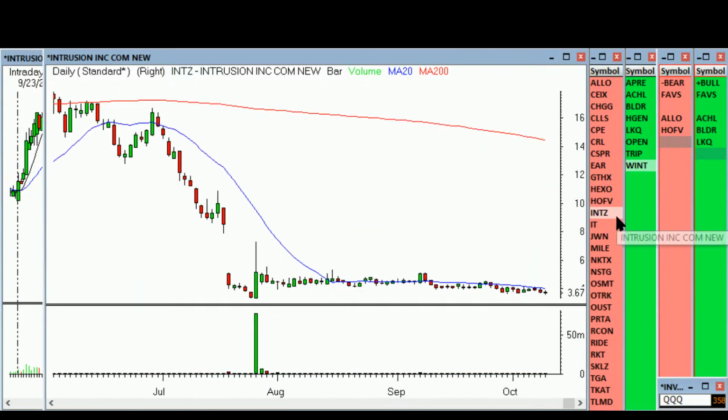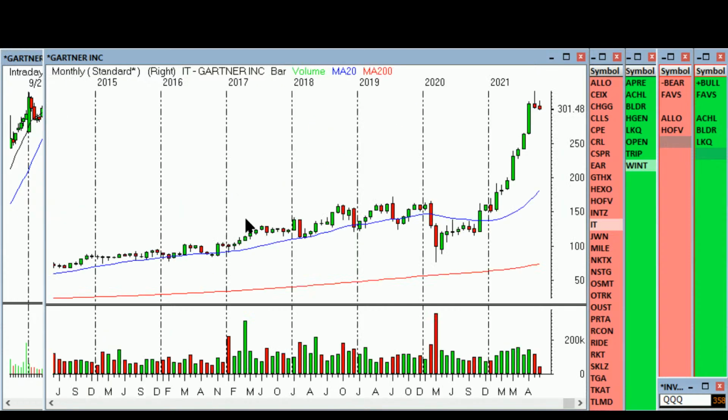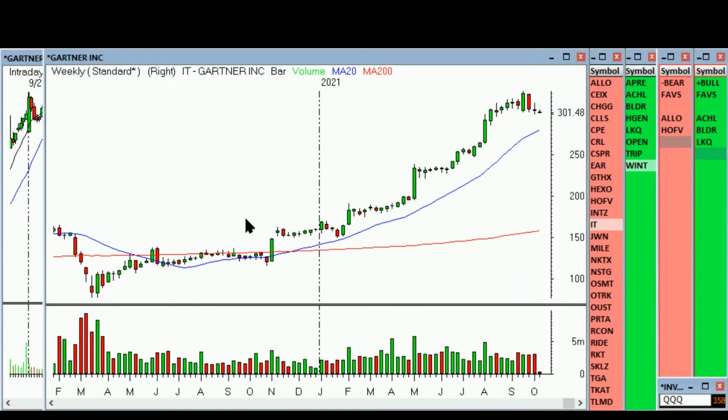Okay, IT, we had a short and we took a stop on it. Love the monthly chart on the IT, but maybe my stop was a little bit too tight. Took a loss on it. Looks lower, looks good. Monthly, climactic sell setup. Daily, rolling over. That's the weekly. Wide range green bar met by a wide range red bar. That's bearish.